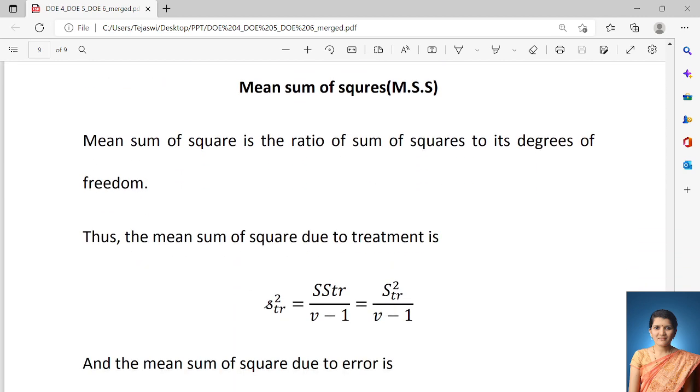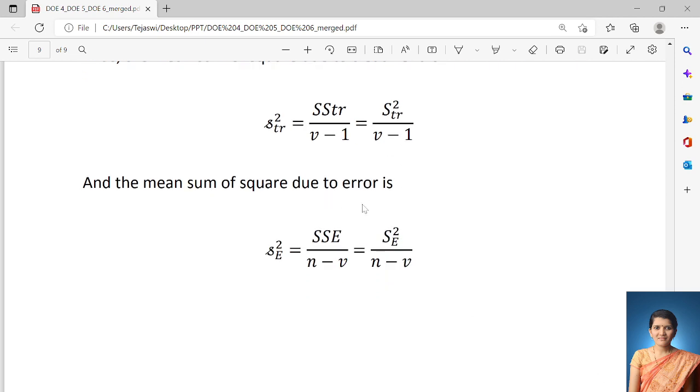The next calculation is the mean sum of square. Mean sum of square means the sum of square divided by its degrees of freedom. So, to calculate the mean sum of square for the treatment, the sum of square is divided by its degrees of freedom, and the notation is small s square. So, the mean sum of square due to the treatment is the sum of square divided by v minus 1. The mean sum of square due to the error is similarly small s square, equal to the sum of square due to the error divided by its degrees of freedom.